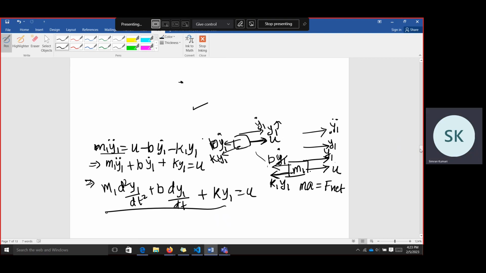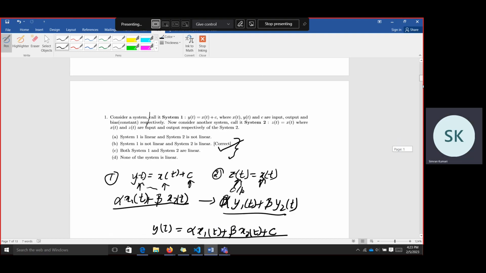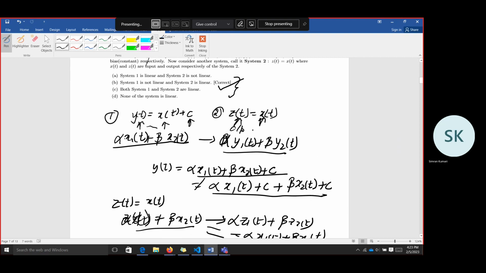So, what do you think? For linearity, what should be the condition that has to be satisfied? If you give alpha x1(t) plus beta x2(t), is the output alpha y1(t) plus beta y2(t)? This condition you check: you apply x1(t), x2(t), you'll find y1(t), y2(t), and then see whether the weighted sum of these two is equal to y of alpha x1(t) plus beta x2(t) or not. Just simply write the equation, you're able to find.